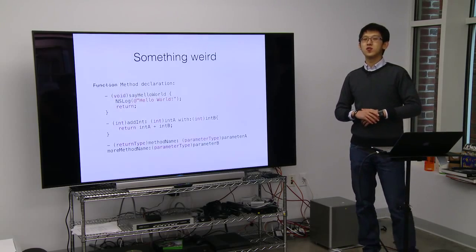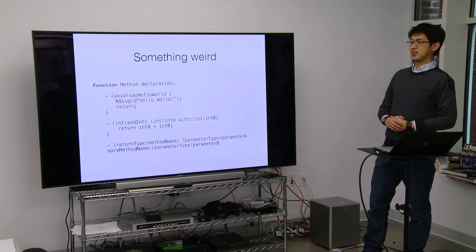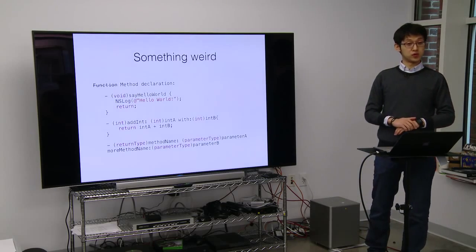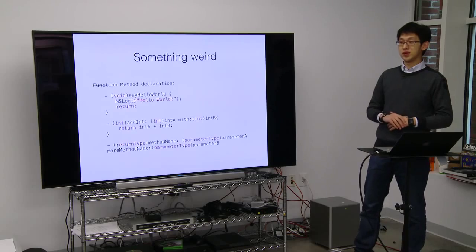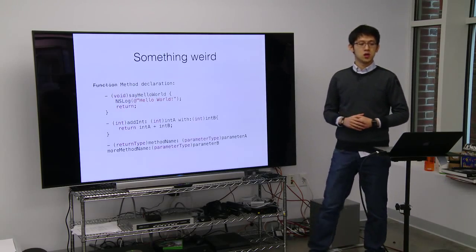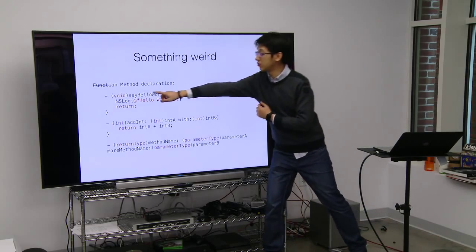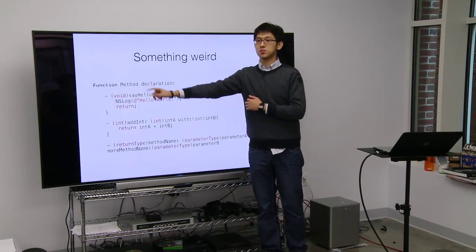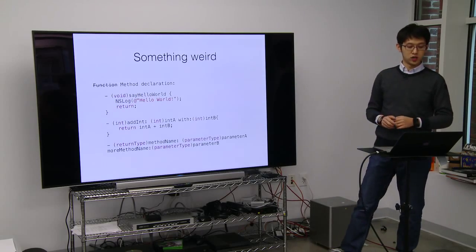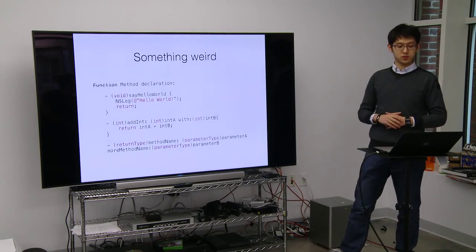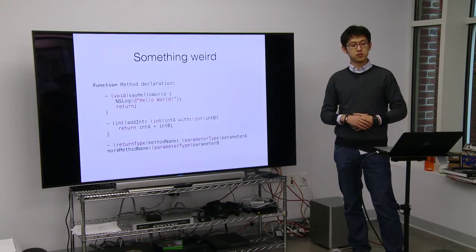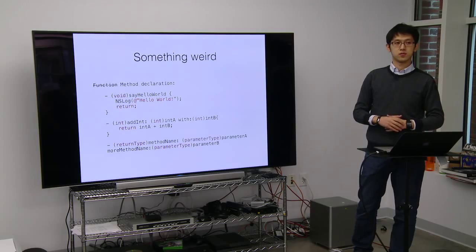Something that is even weirder than that is function declaration. This is very different from what we see in C, because here it actually doesn't look like C anymore. What you have here, by the way, this is not a bullet point, this is a minus sign. You have a minus sign, parentheses, void, and then the function name. Let's just say if we have hello world, then the return type will be void because we return nothing.